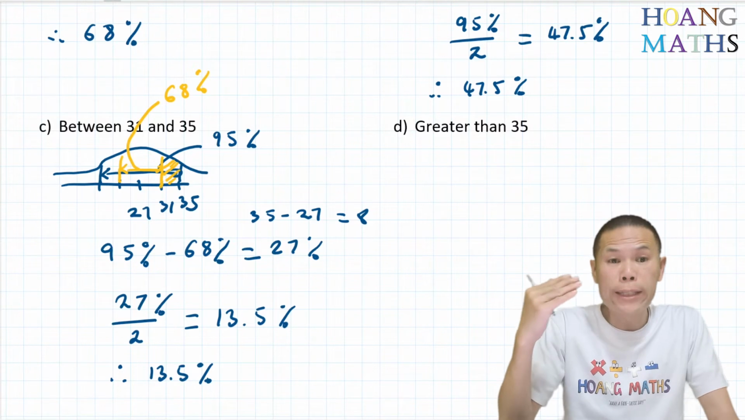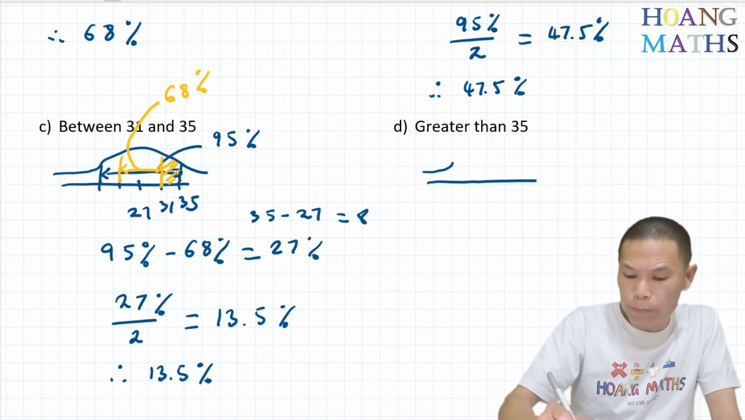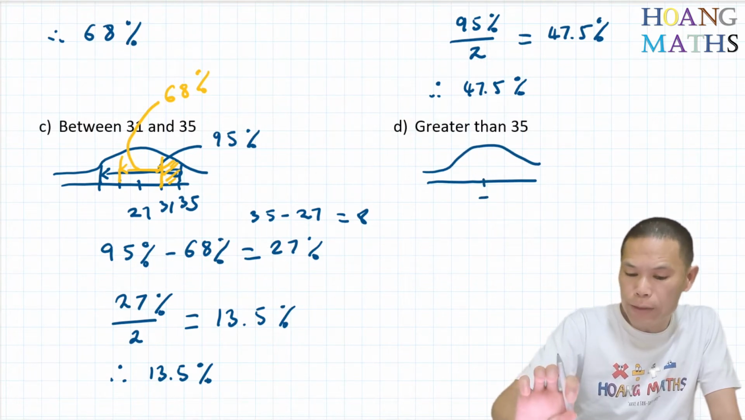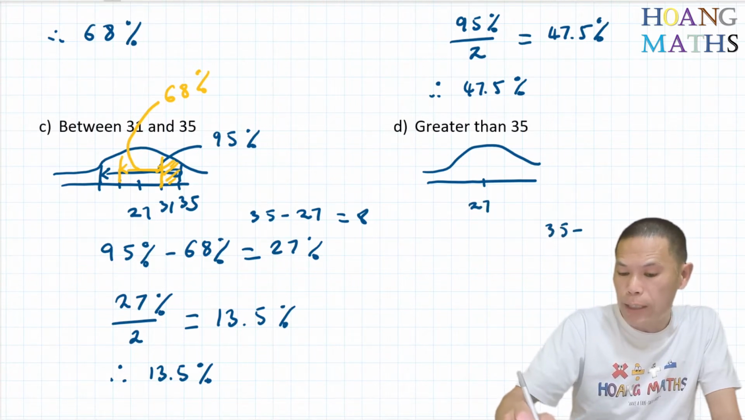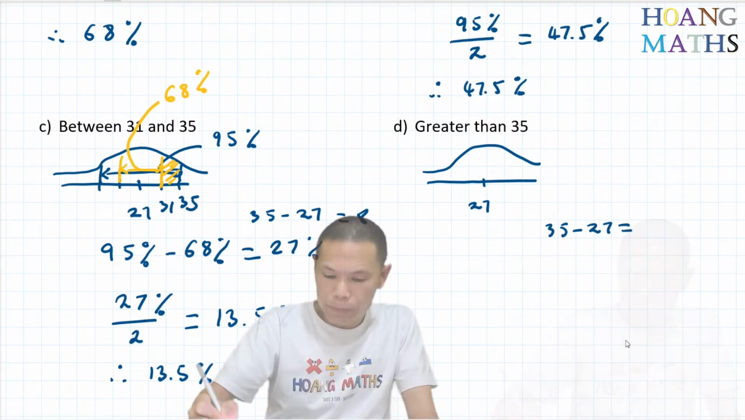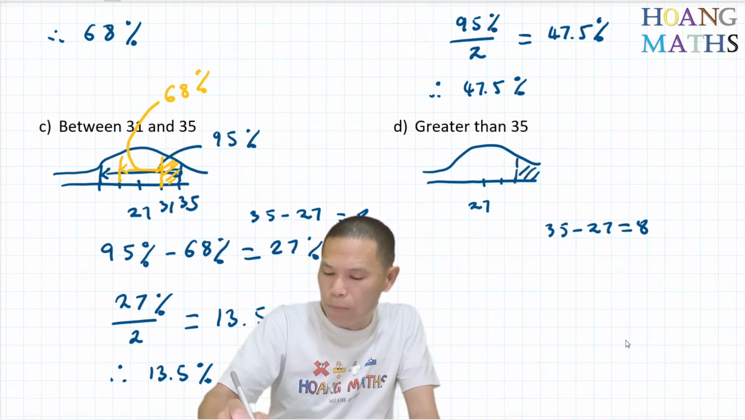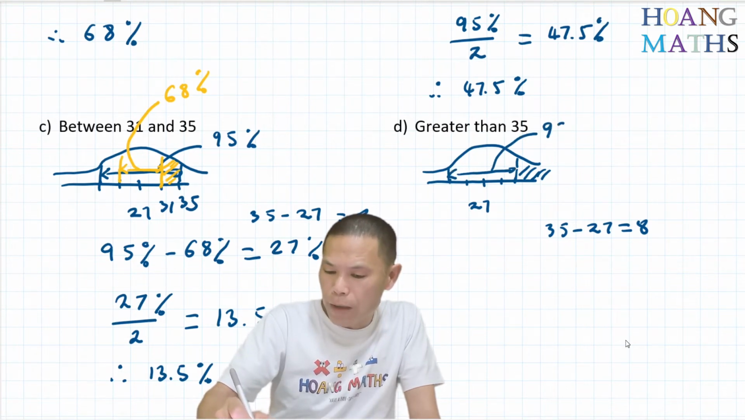Part D, greater than 35. So again, just draw a bell curve. This is the mean, which is 27. And then 35. So if we go 35 minus 27, that gives me 8, remember? So that gives me 2 standard deviations above the mean. This is what we're after. So 2 standard deviations from the mean is 95%.